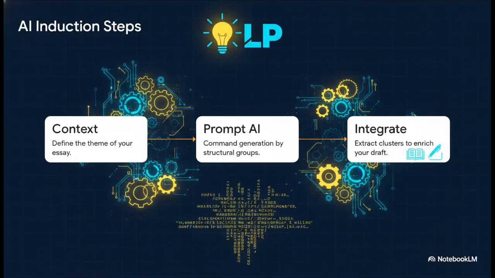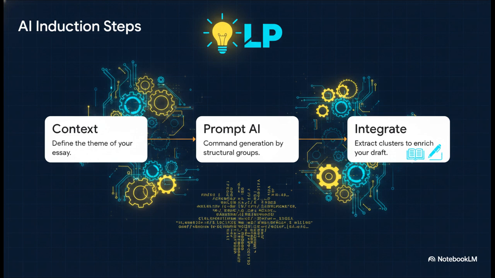Here is your exact step-by-step playbook. Step 1, provide context. Tell the AI the exact theme of your essay, for example, ethical dilemmas in technology. Step 2, the prompt. This is where you command the AI to generate a customized glossary of advanced collocations categorized strictly by the 5 structural groups we've covered today. And make sure you ask it to focus heavily on the adverb, adjective, noun formula.